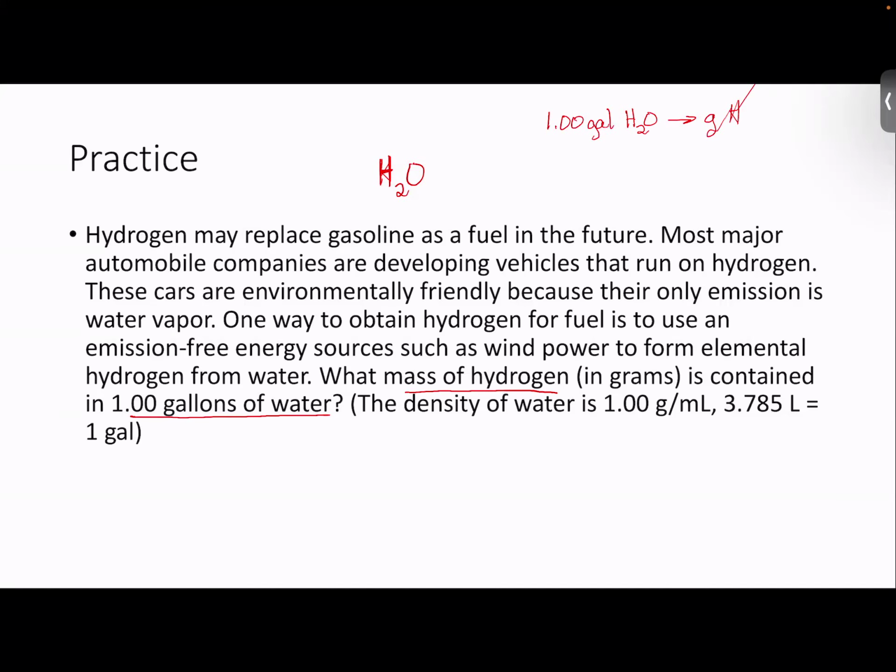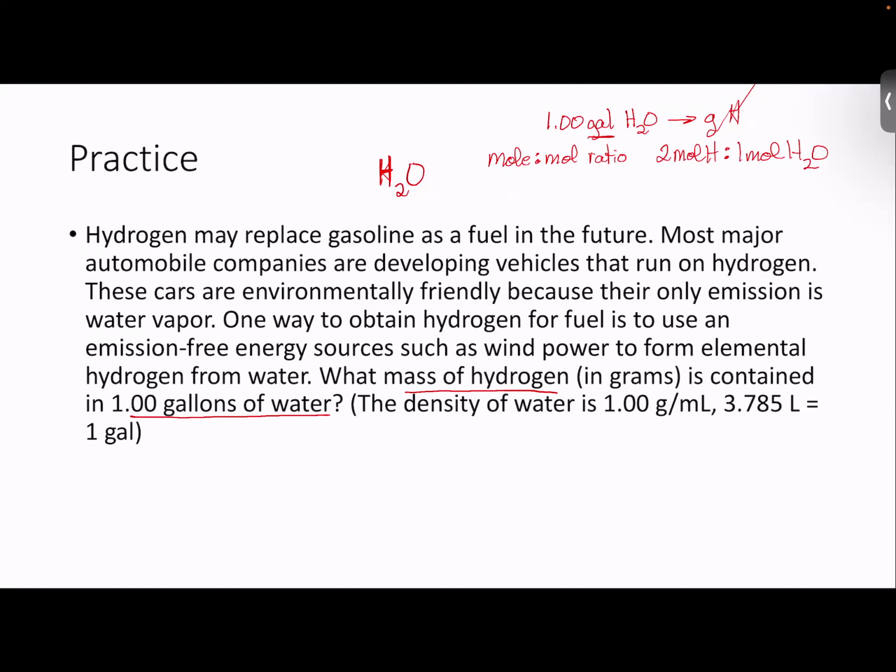First things first, I see that the 2 compounds are different. Because the 2 compounds are different, I am going to need a mole to mole ratio, which is there are 2 moles of hydrogen for every 1 mole of water.